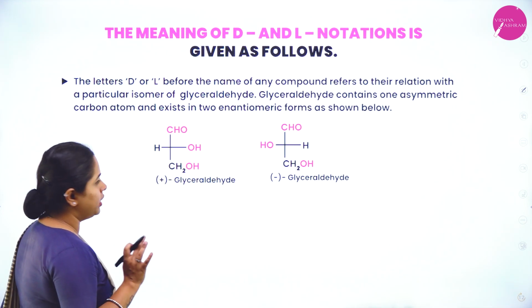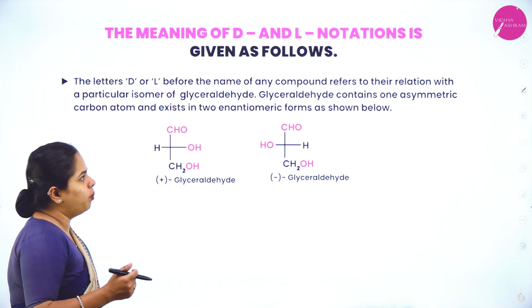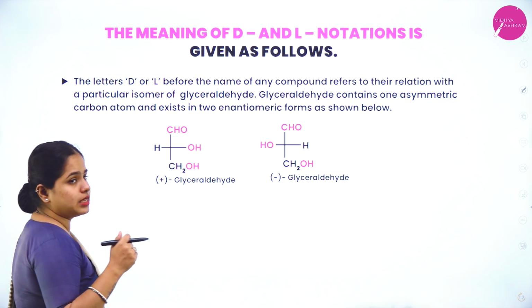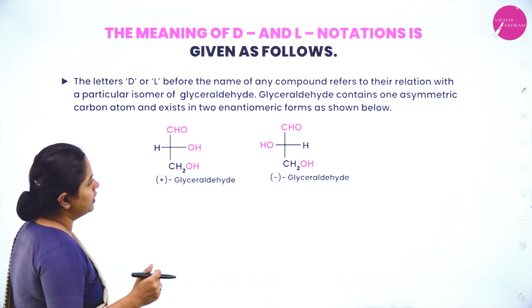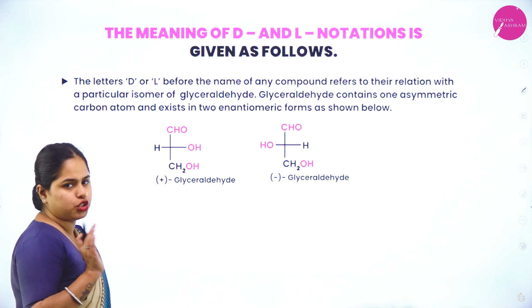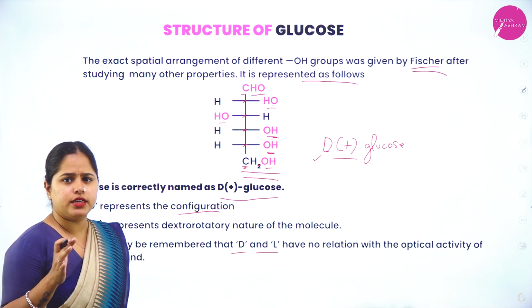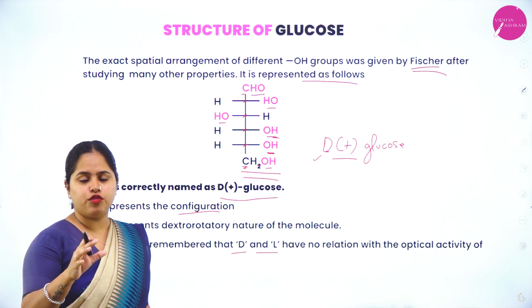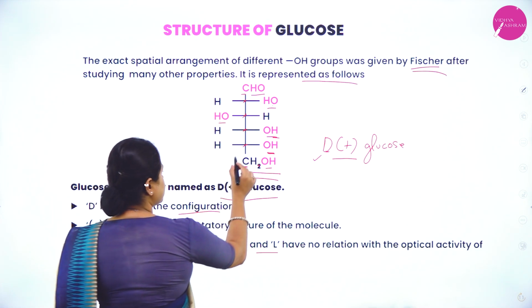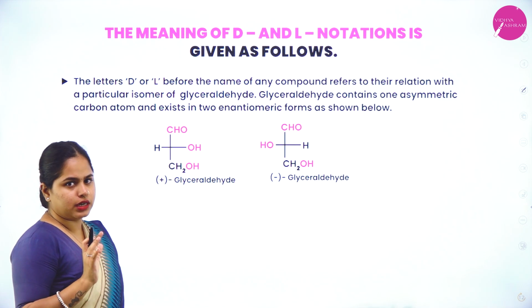So, now let's see about D and L. The letters D or L before the name of any compound refers to their relationship with the particular isomer of glyceraldehyde. Glyceraldehyde contains one asymmetric carbon atom and exists in 2 enantiomeric forms as shown below. So, how can you identify whether it is D or L? For that you have to consider the first asymmetric carbon atom. In here also this is your first asymmetric carbon atom. So, let's understand it on the basis of glyceraldehyde.